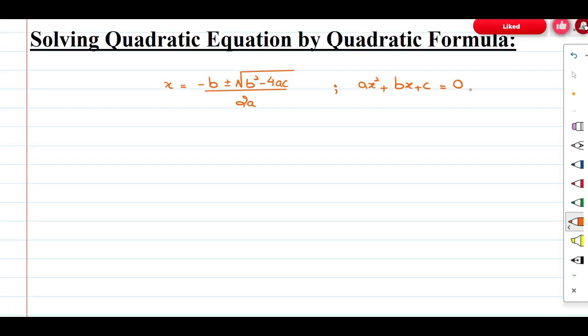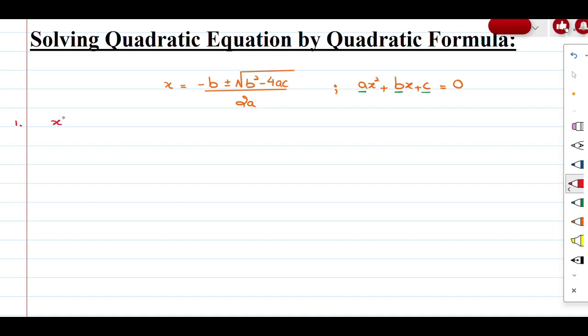You have to convert the quadratic equation into standard form first and then apply the quadratic formula. So a is always the coefficient of x square, b is the coefficient of x, and c must be your constant, right? So now let's do some examples. This will be clear to you. Let me start with the first question.